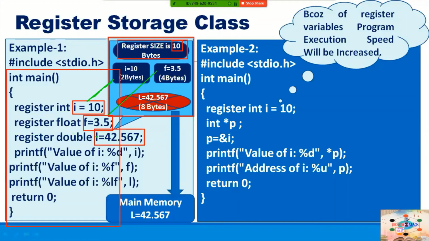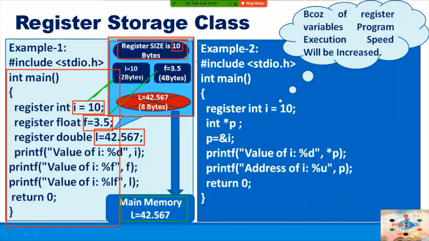But to allocate memory for this double type register variable, 8 bytes are required, and the availability is only 4. So because of lack of sufficient memory space, this variable L will not occupy memory within the CPU register, but will occupy memory within the main memory, as you can see in this diagram. So though a variable is qualified as register type, if sufficient memory is not available, it will occupy memory within the main memory only.